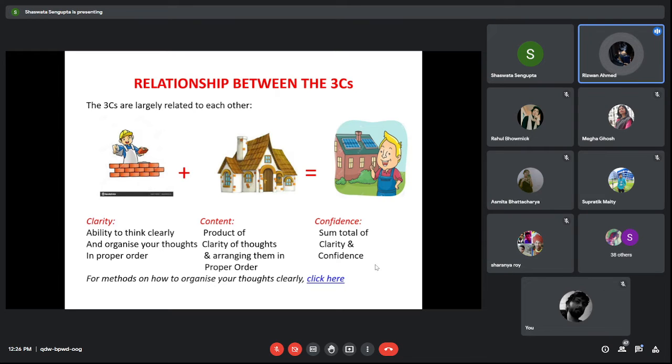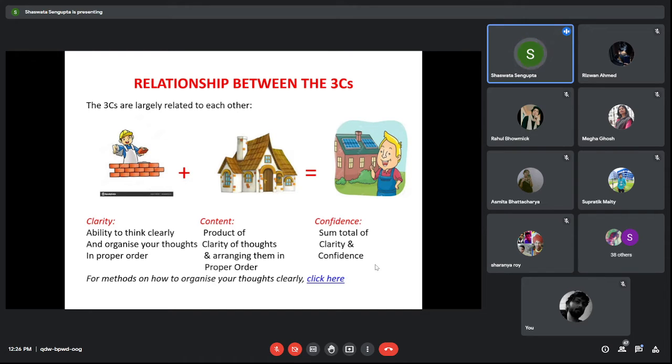So we would have to organize it in the proper way to just build it in a house. Exactly. You will have to arrange the bricks in a proper manner, one after another, and only then will you be able to build a house. So clarity is almost like that. The ability to think clearly, to arrange ideas in a proper sequence, serial manner, so that they turn out to be something meaningful. That is clarity.